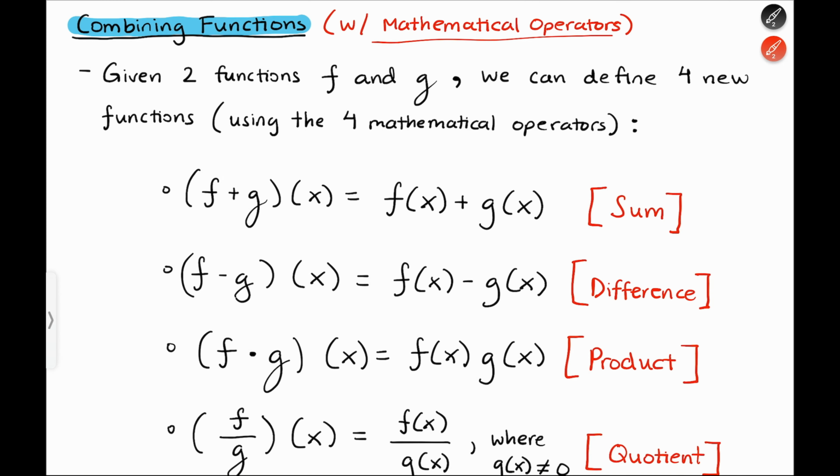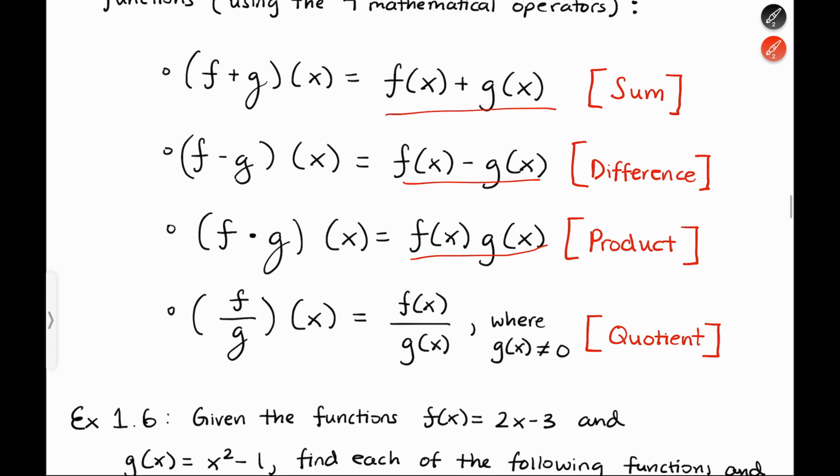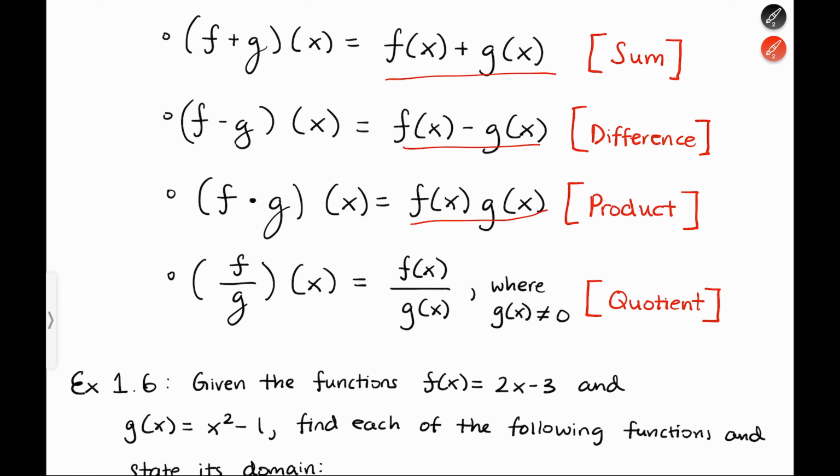Next up, we're going to be talking about combining functions with mathematical operators. So given the two functions f and g, we can define 4 new functions using the 4 mathematical operators. So we could have f of x plus g of x, f of x minus g of x, f of x times g of x, and f of x divided by g of x, where g of x is not equal to 0 because otherwise we'll have an undefined value.